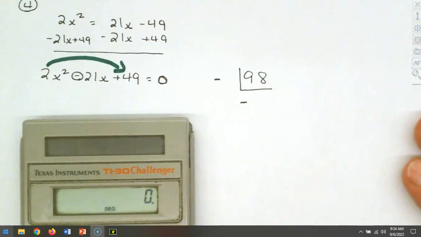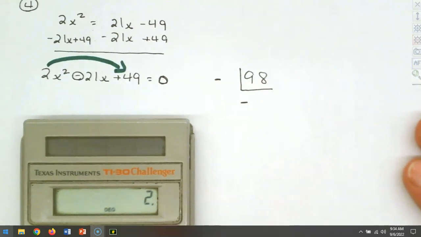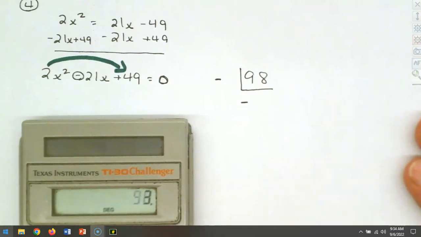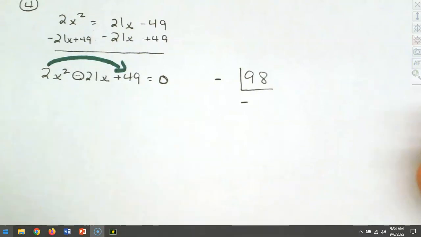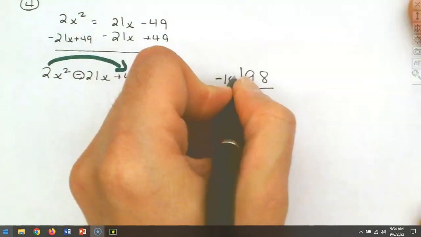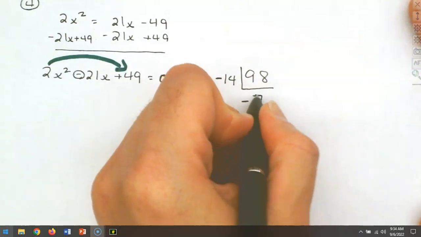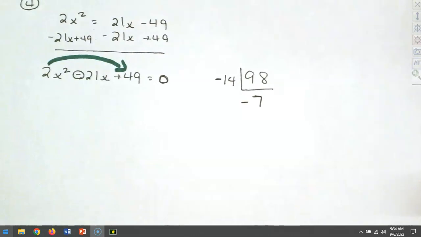So we'll start with 2. Since it's an even number, we'll start with 2. Now that's not going to work, because that's 2 and 49. We just keep going until we find it. How about 3? 3 doesn't work. How about 4? Doesn't work. How about we try 14, because it has a 7 in there. Okay, 14 and 7. Does that work? Yes, because 14 plus 7, what is that? 21. We know they're both going to be negative, so we need a negative 14 and a negative what? 7.